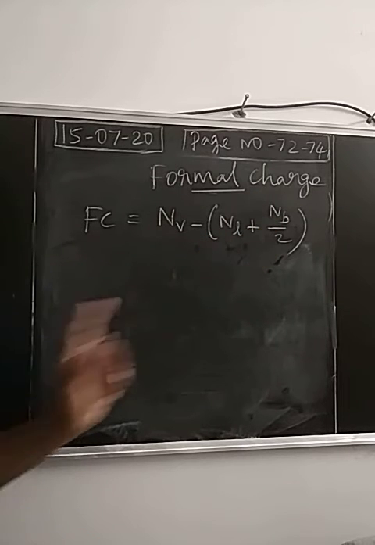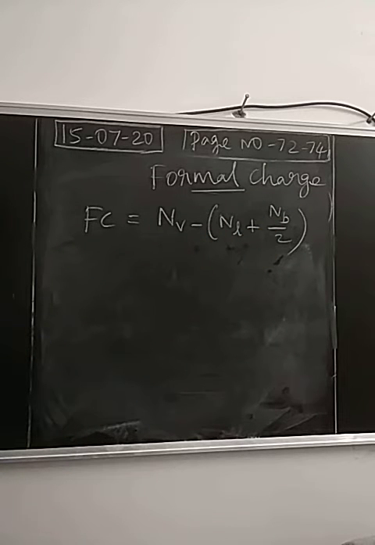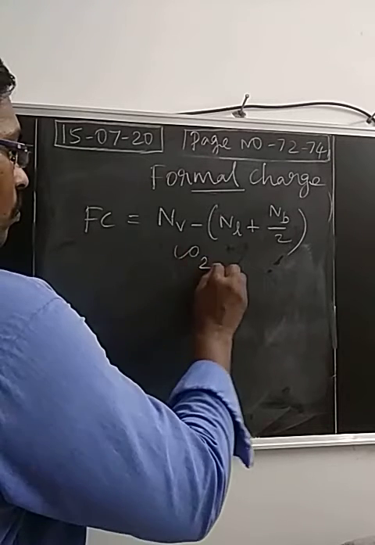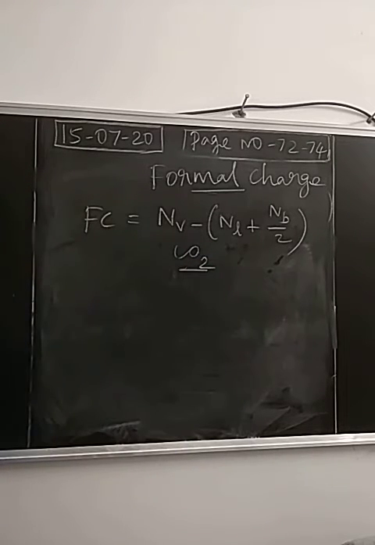Right? So based on this formula, we are going to calculate the formal charge for the atoms in the Lewis dot structure. For a molecule, we draw a Lewis dot structure. For the atoms in the Lewis dot structure, we calculate the formal charge. From the formal charge value, we can identify which structure will be the preferred structure. So now consider carbon dioxide. For carbon dioxide, we have already drawn 2 possible Lewis dot structures.